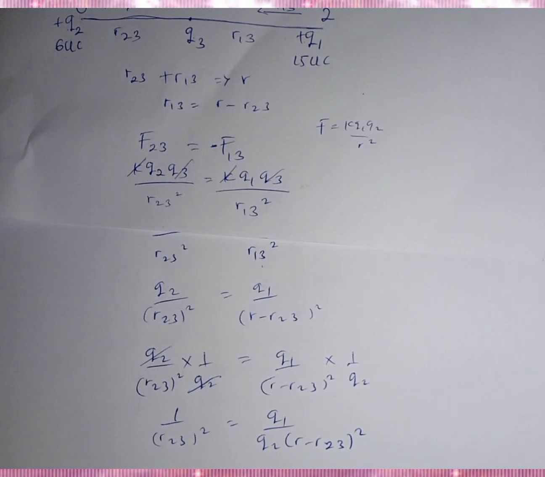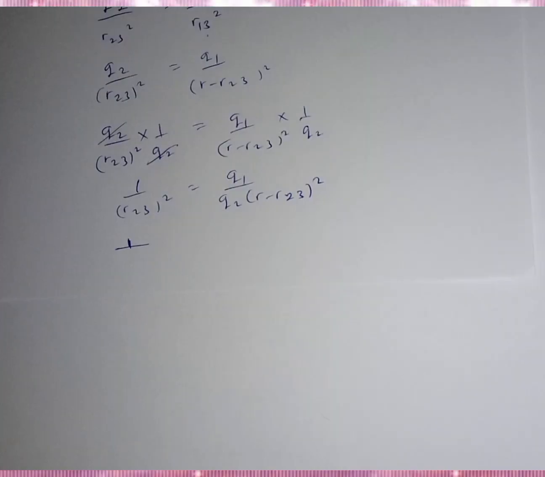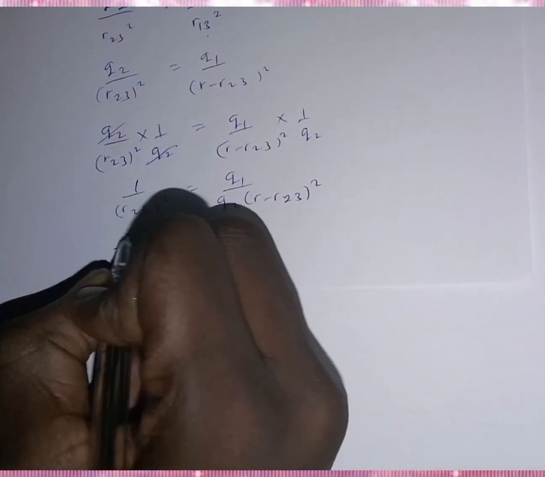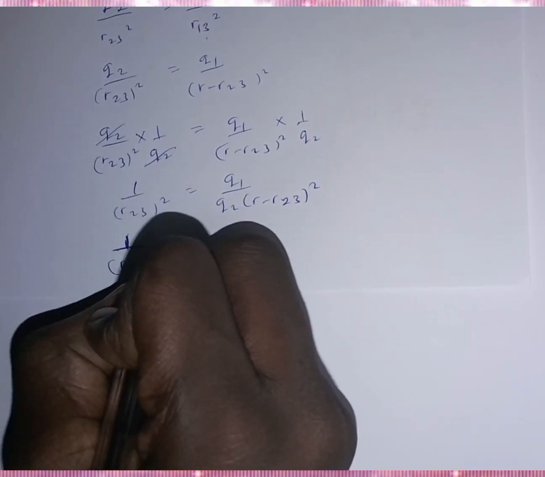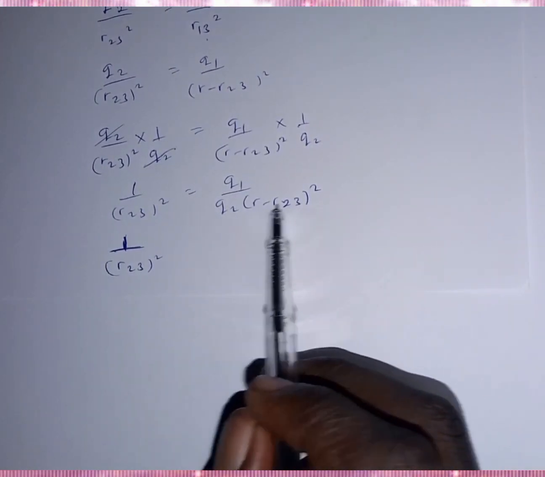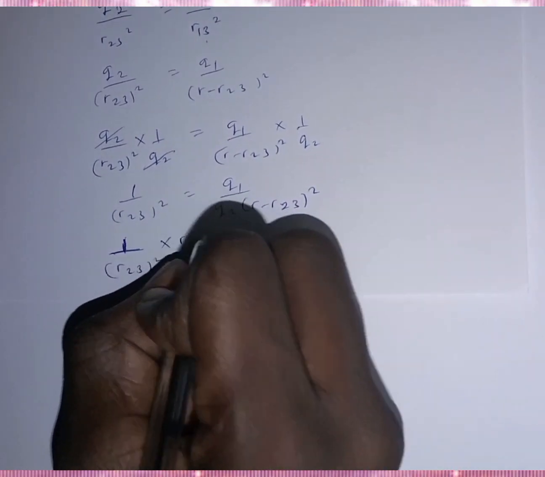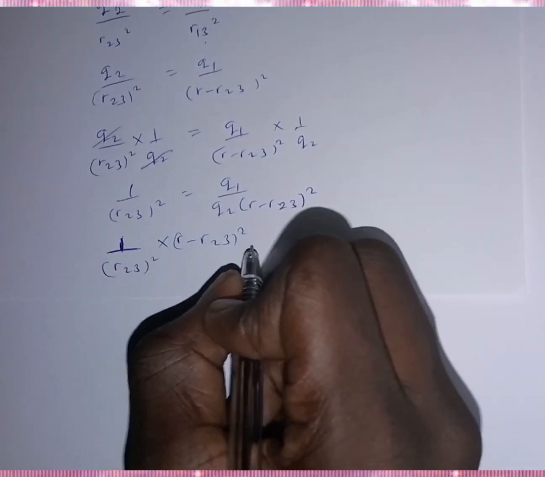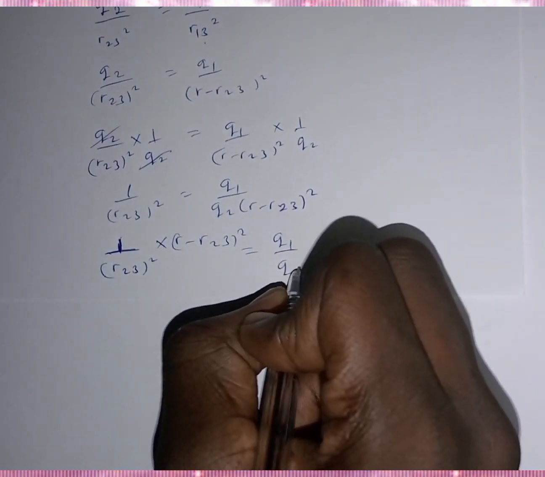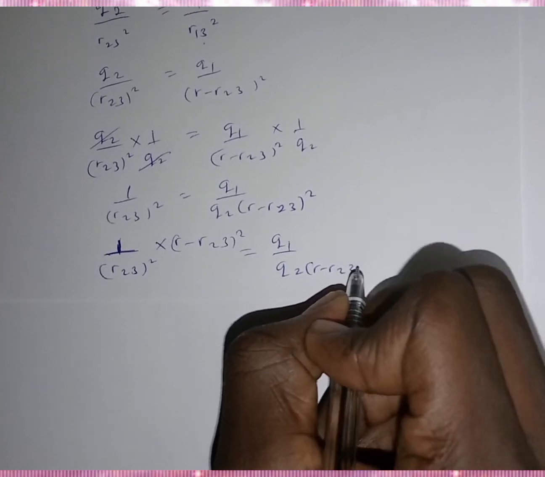So now we are on the verge of arranging this. So now I've arranged Q1 over Q2. Now let's multiply through by what? This value, (R minus R23) squared. I should multiply through by (R minus R23) squared. Doing this, we'll have 1 over R23 squared. So we are multiplying through by this, not the inverse, we are multiplying through by this. So we'll have times (R minus R23) squared equals Q1 over Q2 times (R minus R23) squared times (R minus R23) squared.